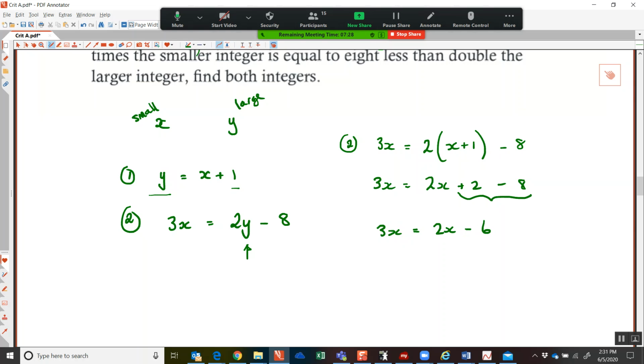Desmond, what would you do next? Subtract 2x. Maybe you weren't as sure on the last one. What's 3x subtract 2x, Jasmine? Just an x, yeah? And on this side, we get left with negative 6. All right. So what's the next number? What's y?